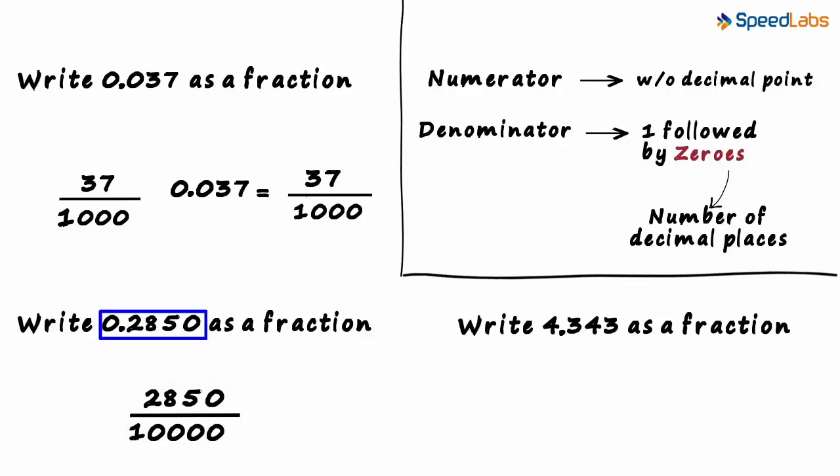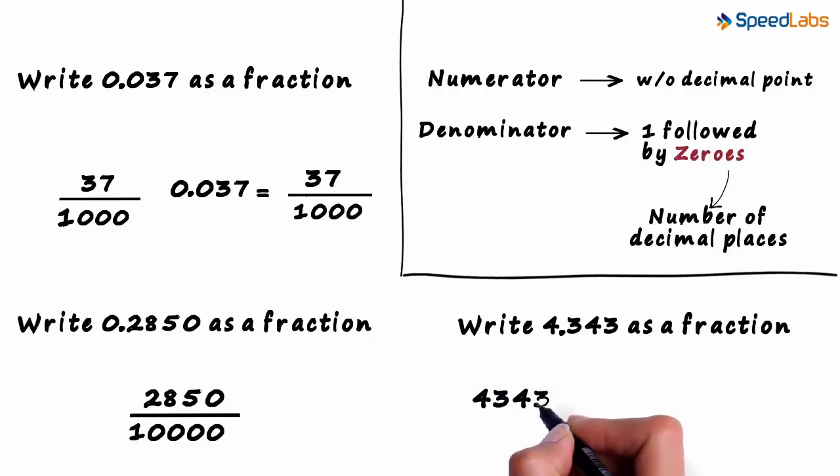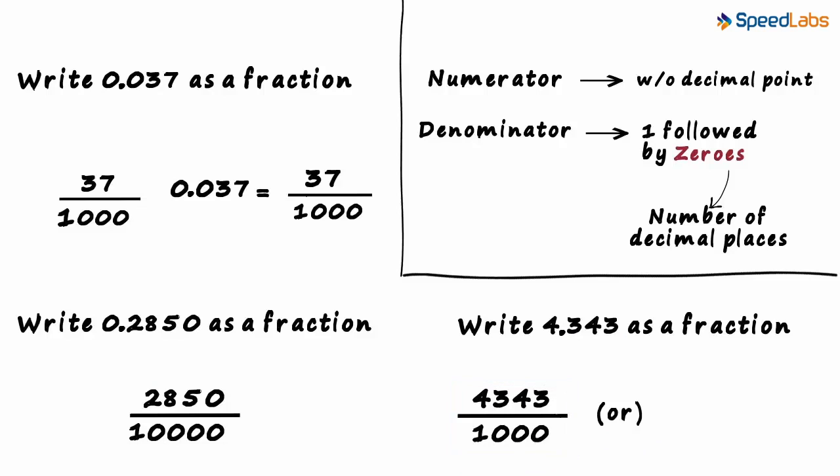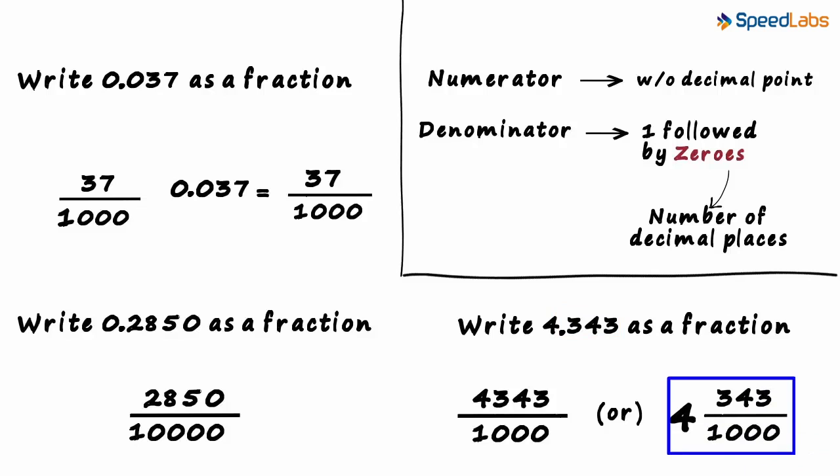Now let's try to write 4.343 as a fraction. The numerator will be 4343, and as there are 3 decimal places, we divide this by 1000. Actually, there's another way to write this as a fraction. We write the integral part separately, which is 4, and then we write 0.343 as a fraction. That can be written as 343 by 1000. This becomes the mixed fraction form. This is the whole part and this is the proper fraction part. If you convert this mixed fraction to an improper one, you will get 4343 by 1000.